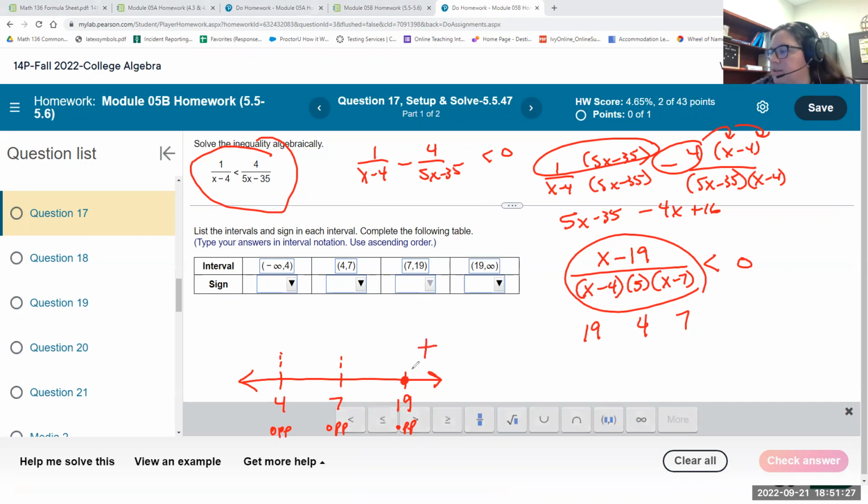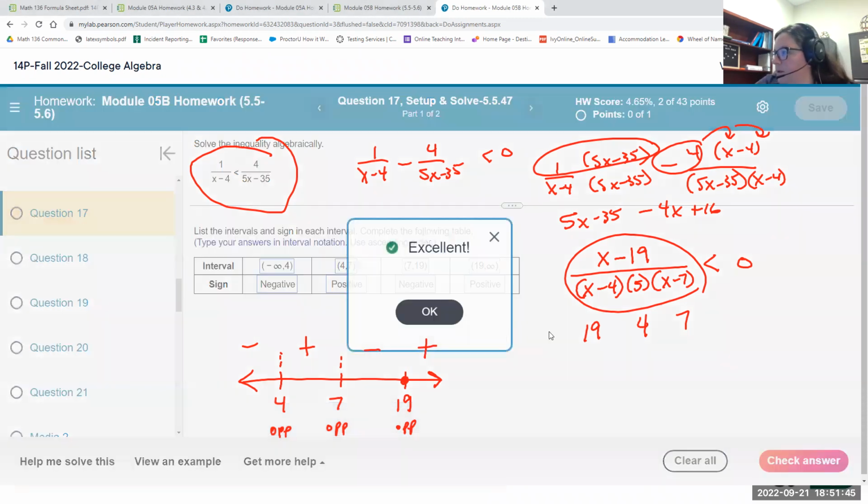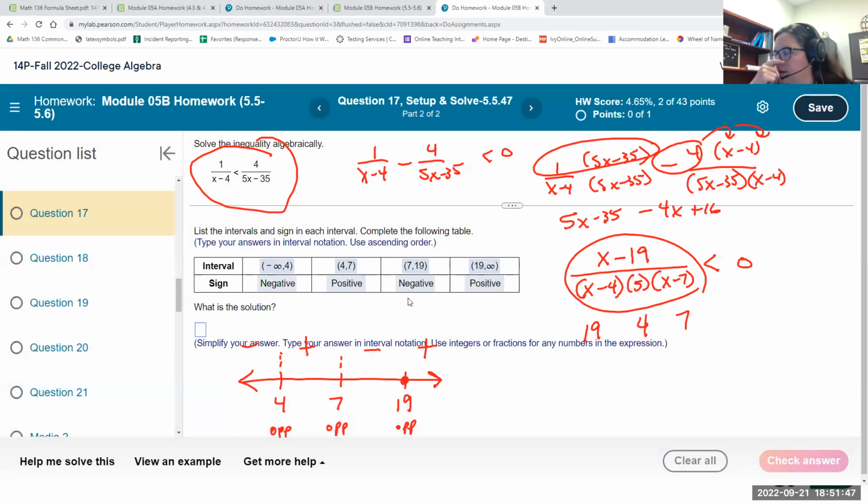And then again, since none of the factors are squared, it's going to alternate. So then I can put in, if you're more comfortable doing test values for each interval, certainly it's fine to do that. But if you can figure out those shortcuts, it'll just save you some time. But yeah, make sure that you're getting those zeros of the top and bottom in correct order, left to right.